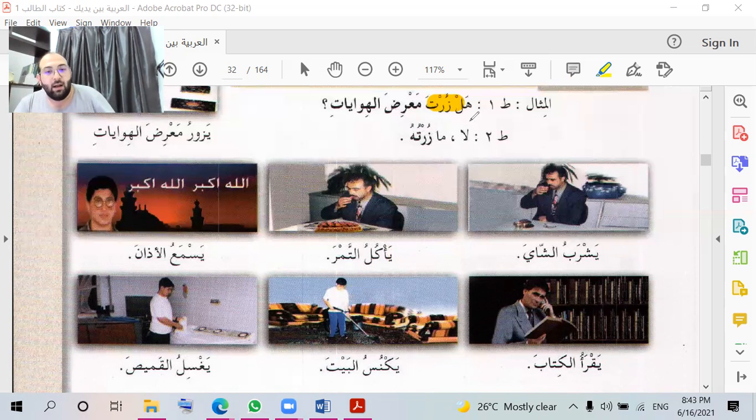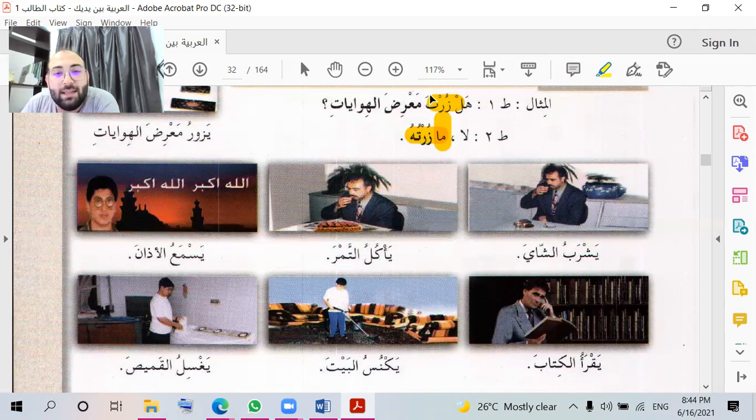Here we are learning new things also. Ma zurtuhu. The negative for past is ma. When I say lam azurhu, it's the negative of present: I didn't visit it yet. When I say ma zurtuhu, I didn't visit it, but I didn't confirm that yet. I didn't put yet at the end of the sentence. This is the difference between lam and ma. No worries about that. We are not focusing on it. I just want you to form the past tense.